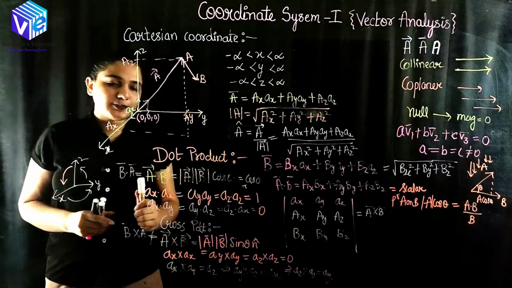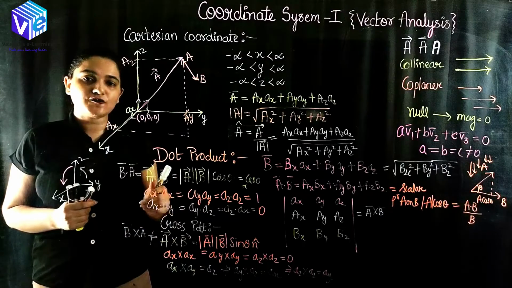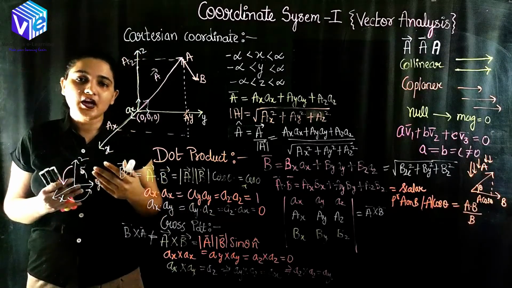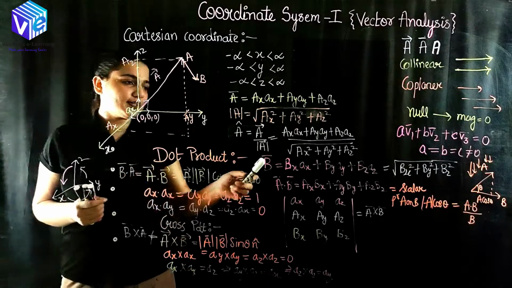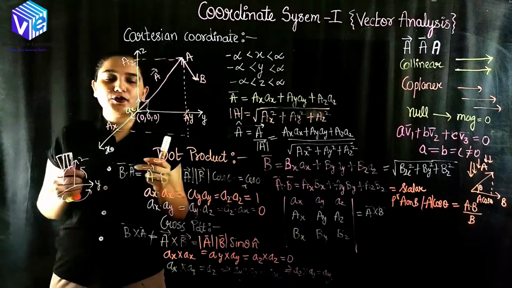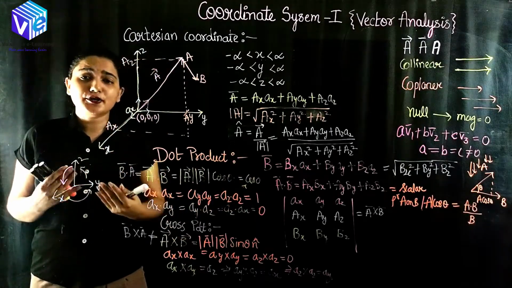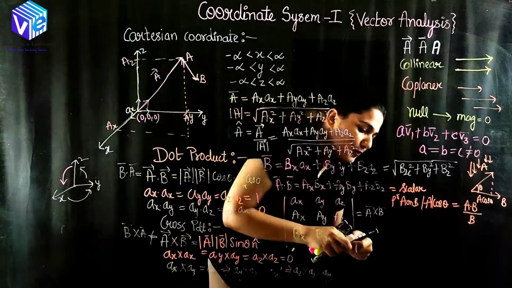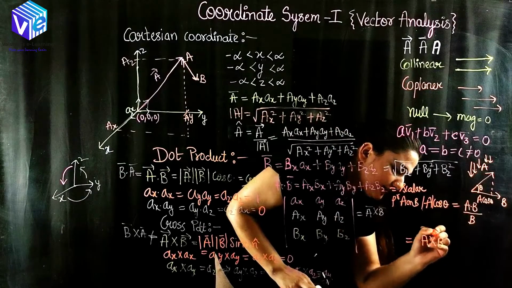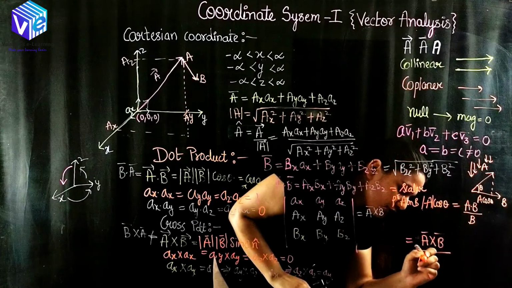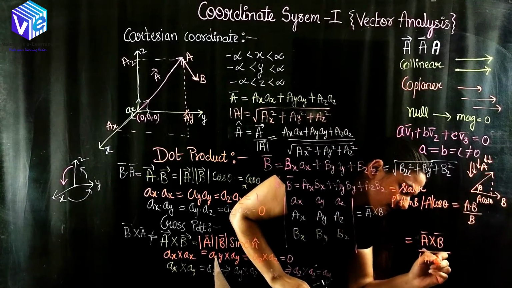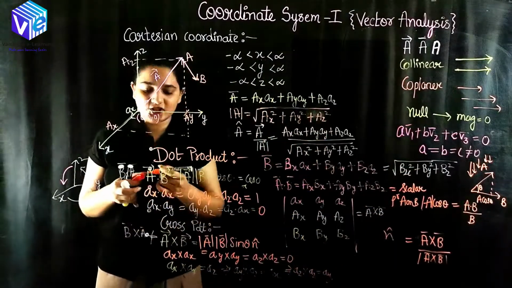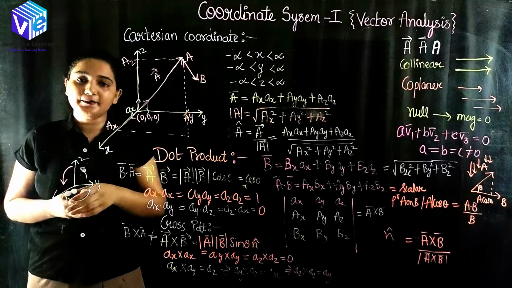Now where is the cross product used? The cross product is used to find out the direction which is perpendicular to both of the vectors. So if I have two vectors A and B, and we need to find out a perpendicular direction or a unit vector in the perpendicular direction, we'll be using A cross B divided by the magnitude of A cross B. This will give me n cap. N cap is the direction perpendicular to both A and B.